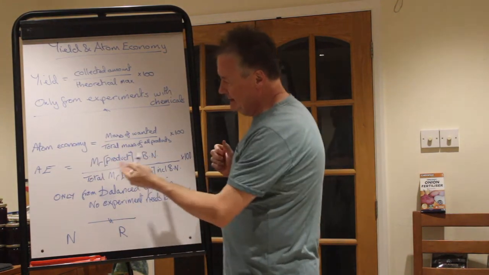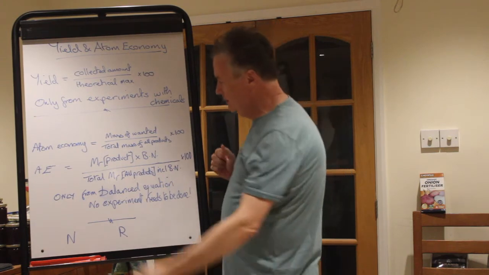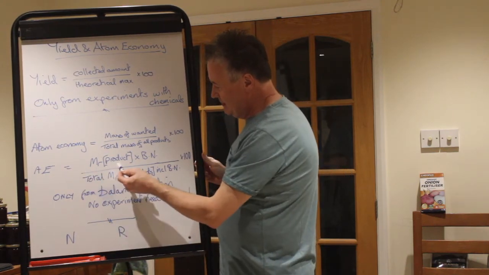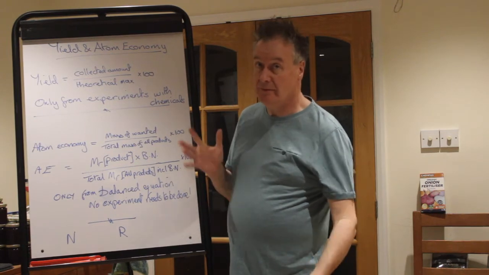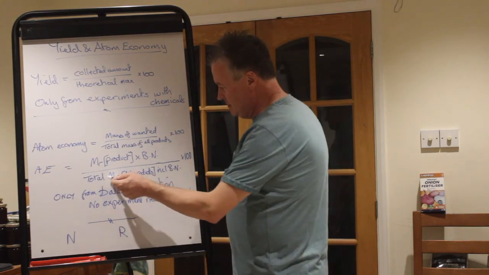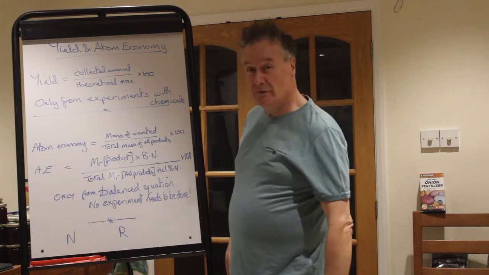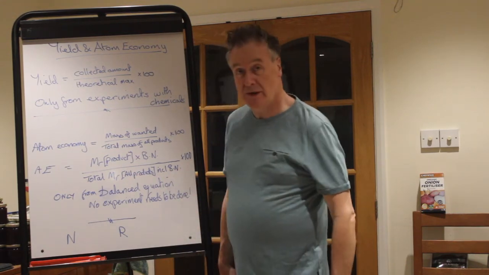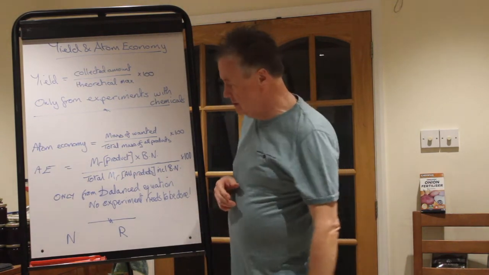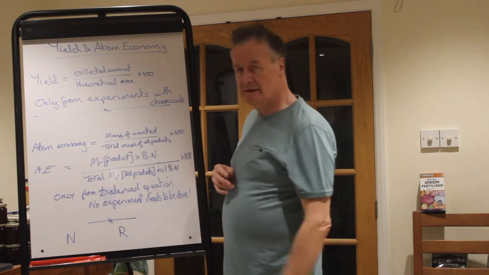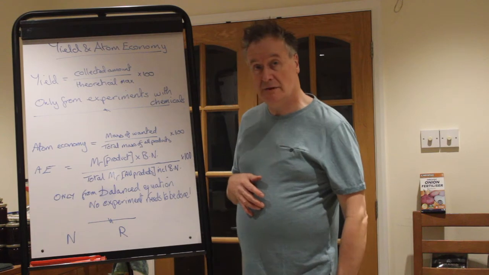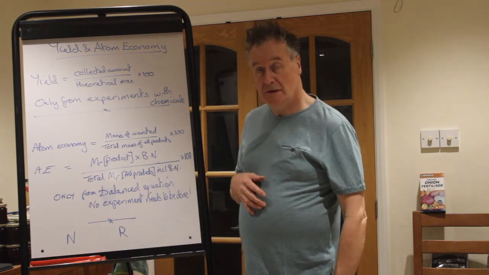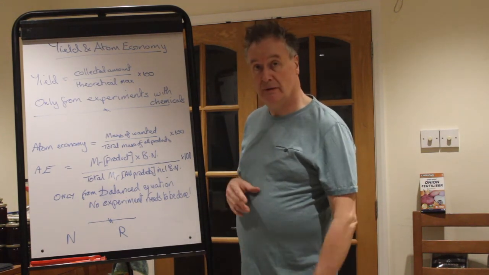So AE, atom economy, is the formula mass of the product times its balancing number, which may be 1, but it might not be. And then it's the total formula mass of all of the products, but you've got to include their balancing numbers in that calculation as well. Times 100 to get it as a percentage. But it only comes from the balanced equation. You literally get the balanced equation, you can do it.